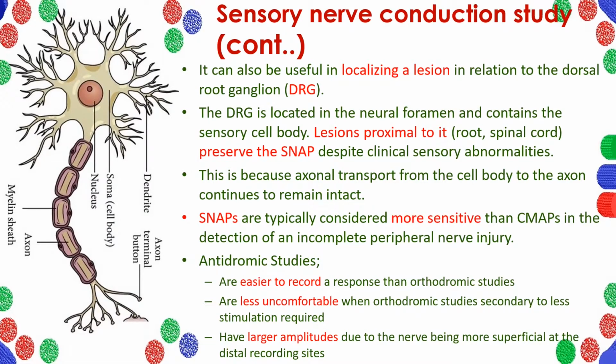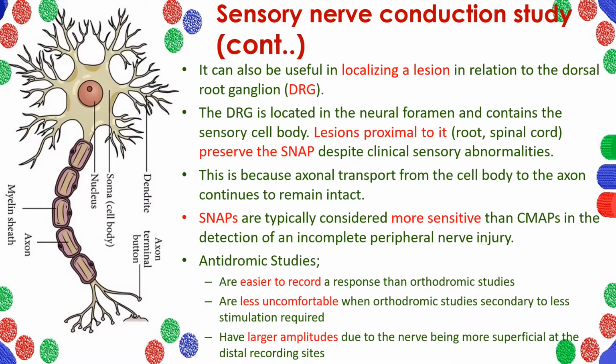Now sensory nerve conduction studies help in localizing the lesions which are present in the DRG or post DRG. So if there is a lesion in the DRG, that is the dorsal root ganglion, or post DRG, then it will show abnormal SNAPs. But if the lesions are proximal to the DRG, that is, in the spinal cord but before the DRG, then the SNAP will be normal. So that you need to keep in mind. If the lesion is in the DRG or post DRG, then the SNAP will be abnormal, but if it is pre DRG, then the SNAP will be normal. It is because the axonal transport occurs from the DRG to the nerve terminal. So that is why the SNAP is normal.